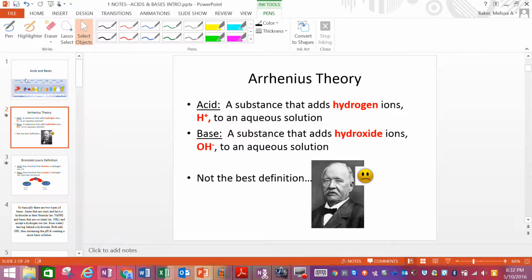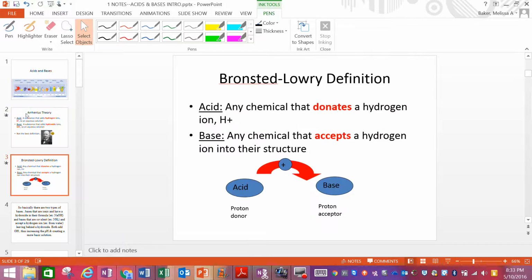Let's look at some definitions of acids and bases. So Arrhenius said acids are things that add hydrogen ions to solution, and bases are things that add hydroxide ions to solution. This was not the best definition to include all bases. It's a good definition and it's true, but there are some bases that don't fit into that.